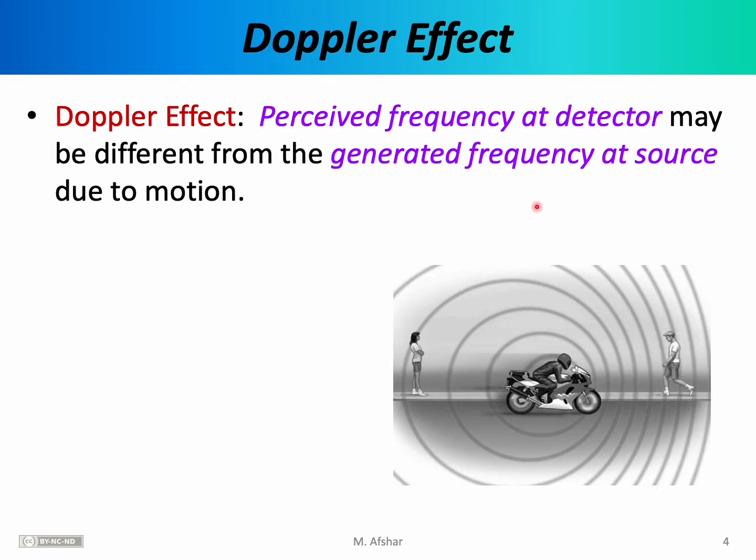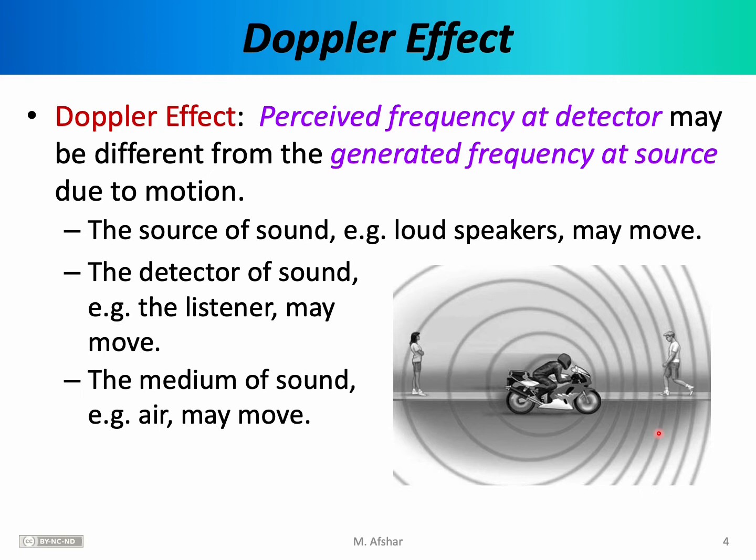Naively, you might think that these two frequencies should be the same, but in general, they are not if there is motion involved. In this picture here, for example, we have a noisy motorcycle. The motorcycle is the source of the waves. And then we have two detectors, essentially two people that can hear these sounds. The detector on the left is at rest. This person is not moving, but the detector on the right is moving. The motion of the source and the detector could result in a change in the perceived frequency. So in general, the source of the sound, for example, a loudspeaker or a noisy motorcycle, may move.